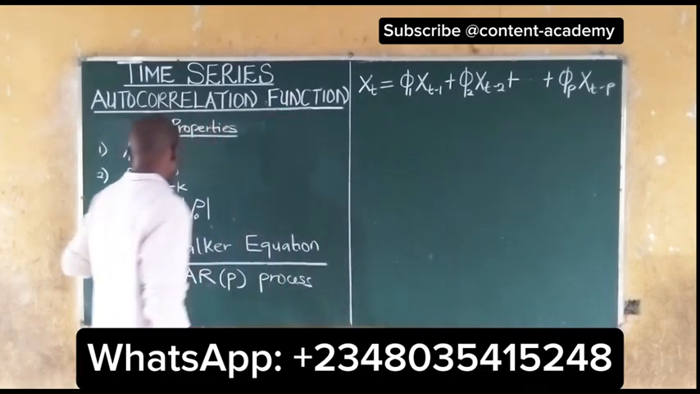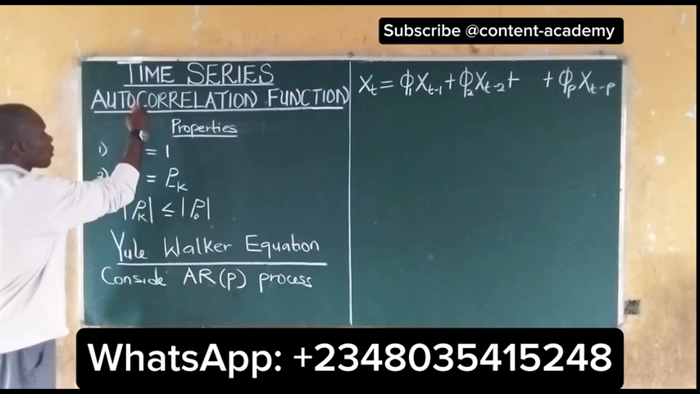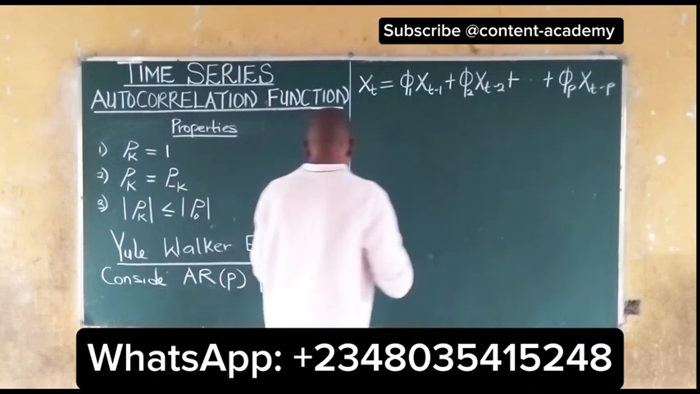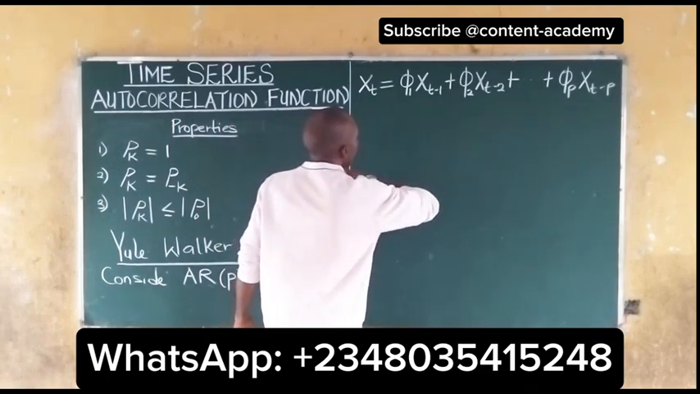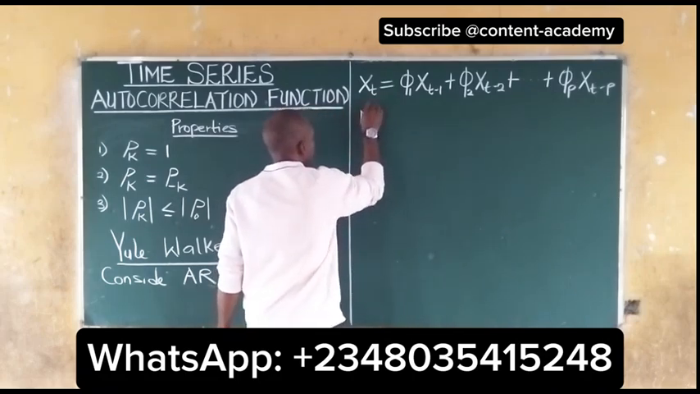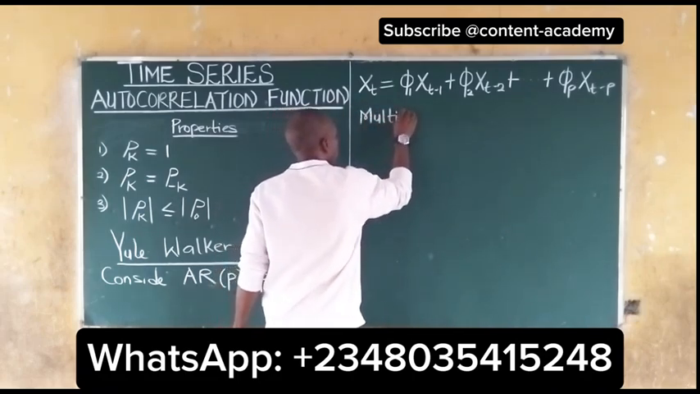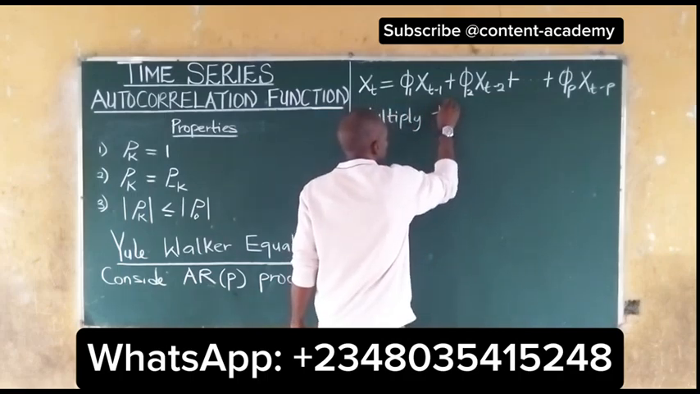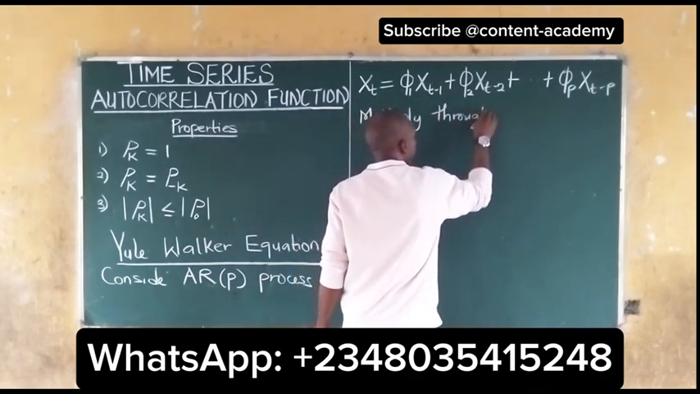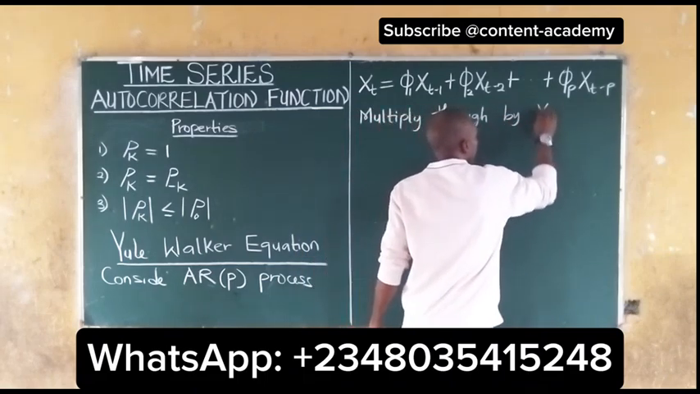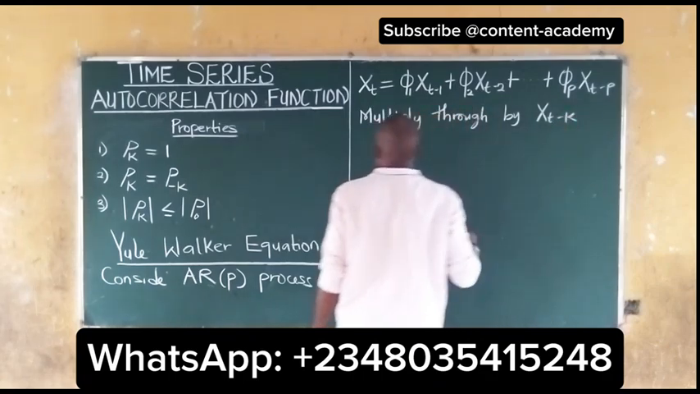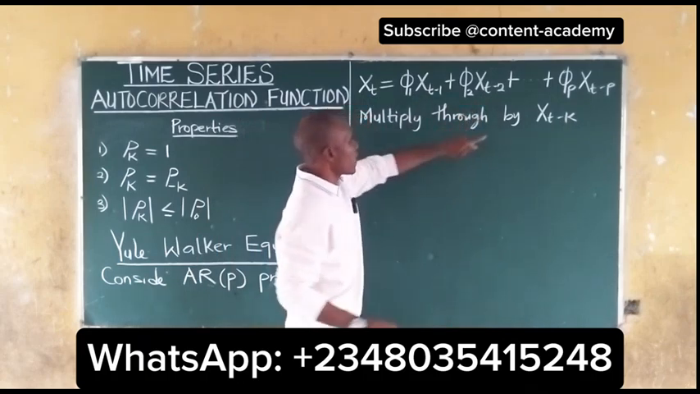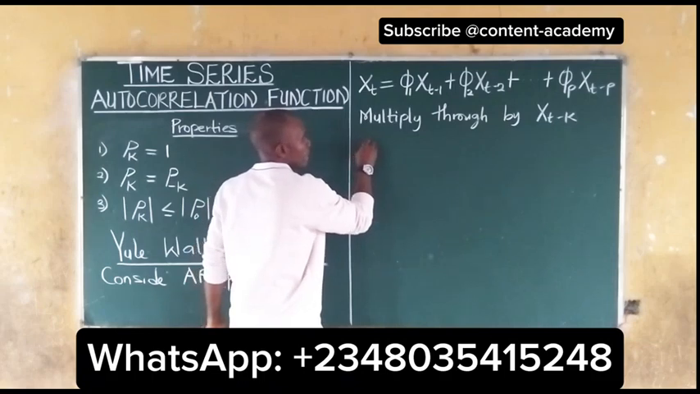How do we use the Yule-Walker equation to explain the autocorrelation function? The first thing to do is to multiply through by x t minus k. So if you are multiplying the left hand side and the right hand side by x t minus k, we have something like this.